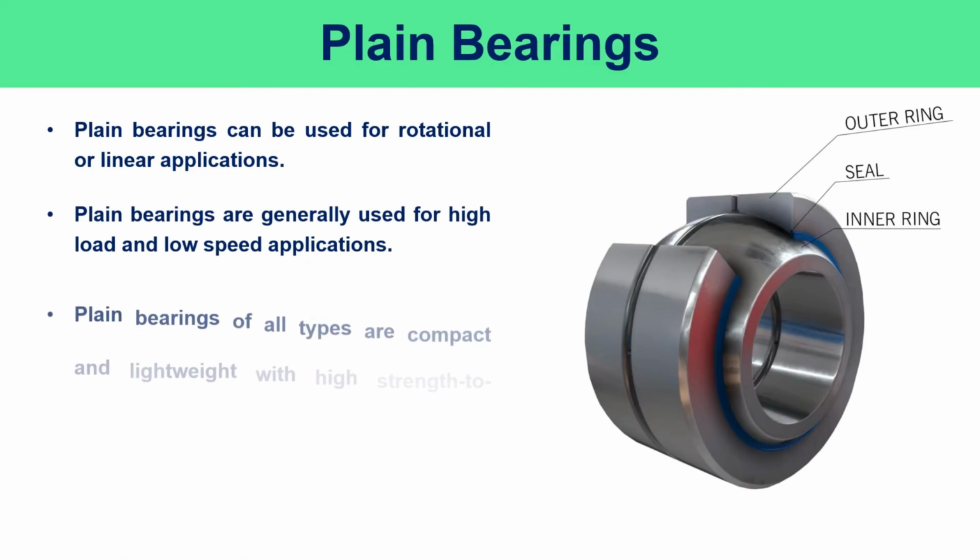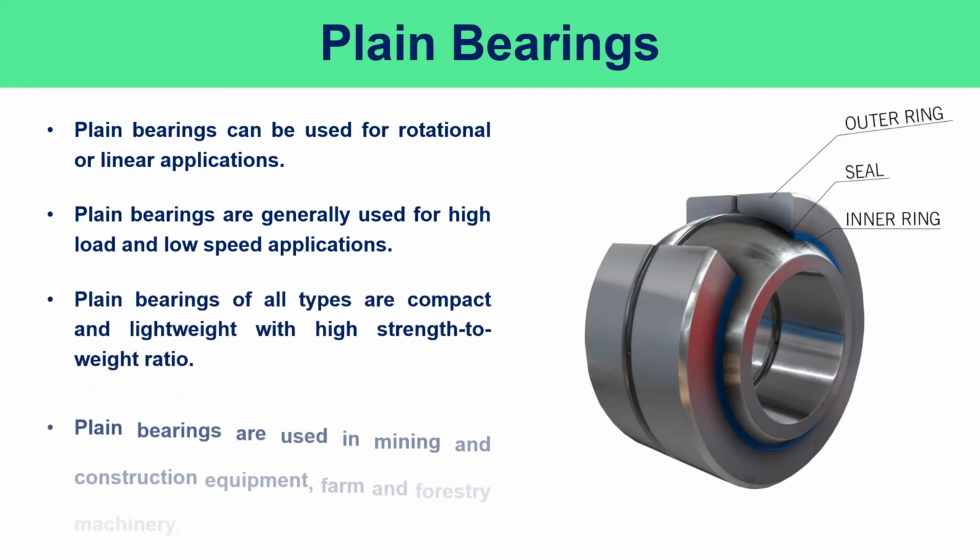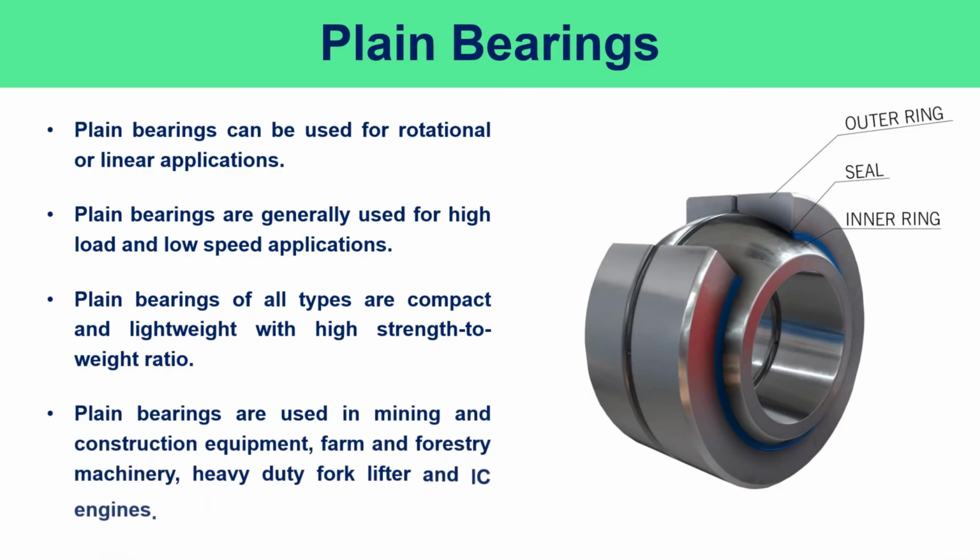Plain bearings of all types are compact and lightweight with a high strength to weight ratio. Plain bearings are used in mining and construction equipment, farm and forestry machinery, heavy-duty forklifts and IC engines.